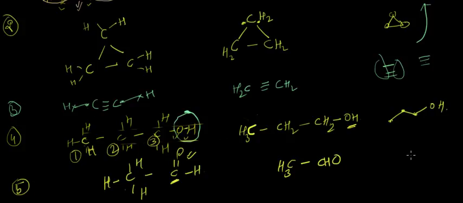And what would be the bond line notation for the same? There are two carbon atoms here, so 1 and 2 directly. Sorry, let me use the eraser. Yeah. So directly attached to this is a double bond O.